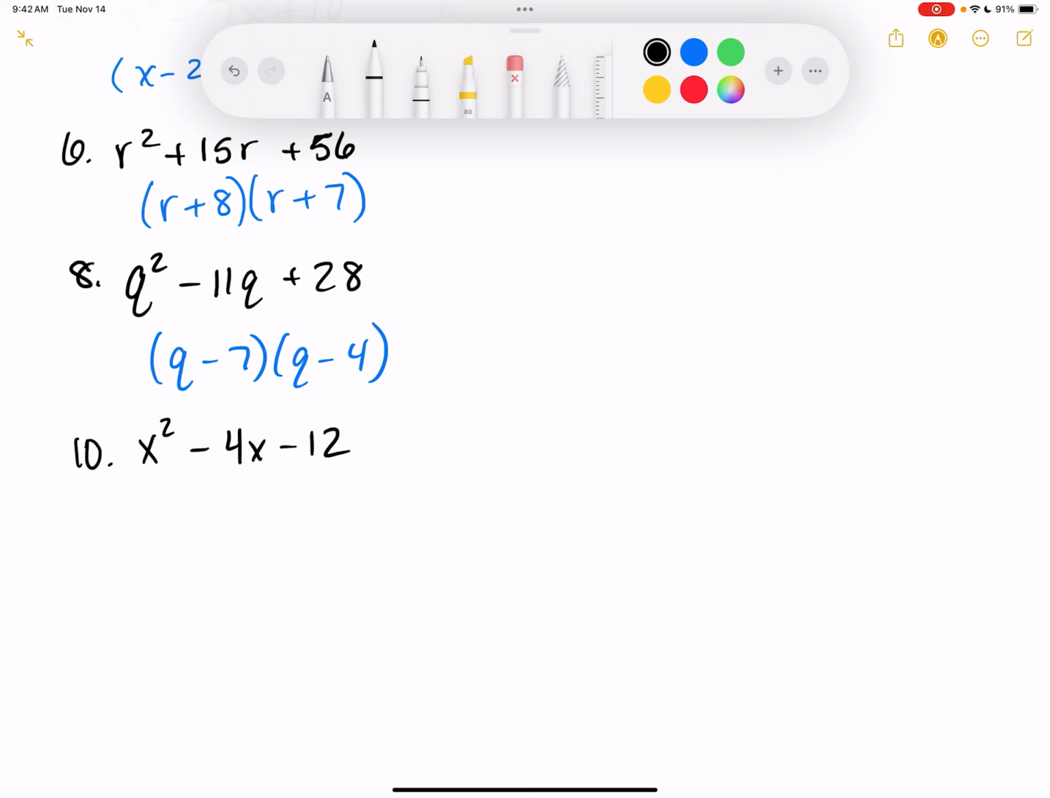So I need factors of negative 12, one negative and one positive, that when I combine them give me negative 4. Negative 6 and positive 2. So (x minus 6) and (x plus 2).